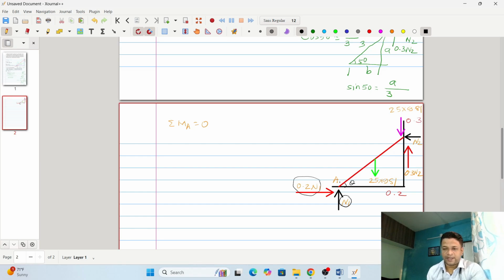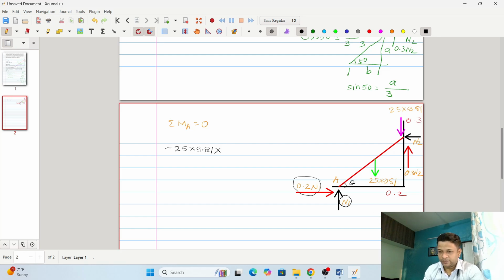This is the required angle. So we'll start with the first one. This weight force will create a clockwise moment about point A. So we'll write here minus 25 into 9.81 into perpendicular distance. To calculate the perpendicular distance, consider this triangle here.